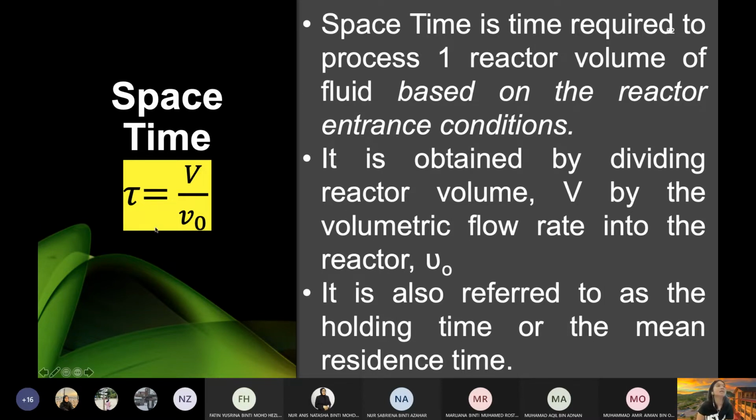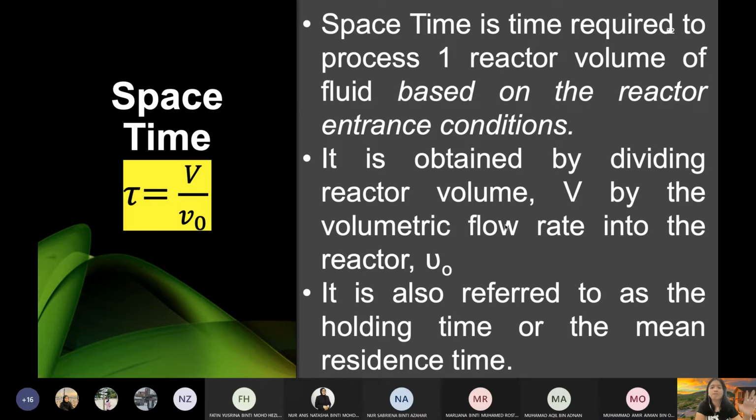Space time is the time required to process one reactor volume of fluid based on the reactor entrance condition. This is the main difference between space time and residence time, which I will explain later. Space time is calculated using the reactor entrance condition, meaning the conditions when it enters the reactor. What is that condition? It is obtained by dividing the reactor volume, which of course remains the same, whether at the beginning, middle or end, because my reactor volume will not expand, shrink or break.